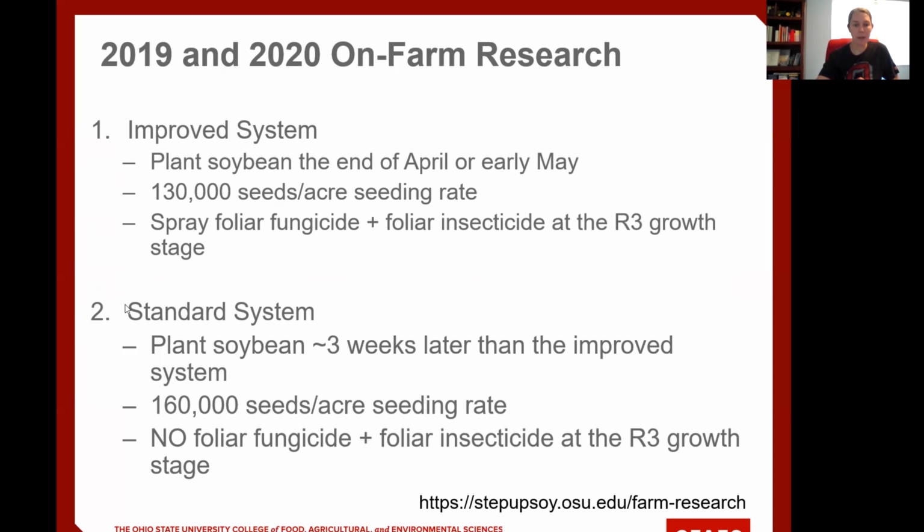Our second treatment was the standard system. The standard system was planted about 3 weeks later than the improved system at a higher rate of 160,000 seeds per acre. And then we had no foliar fungicide or foliar insecticide applied. If you want to see more details about the full protocol, it's on my website here, stepupsoy.osu.edu.